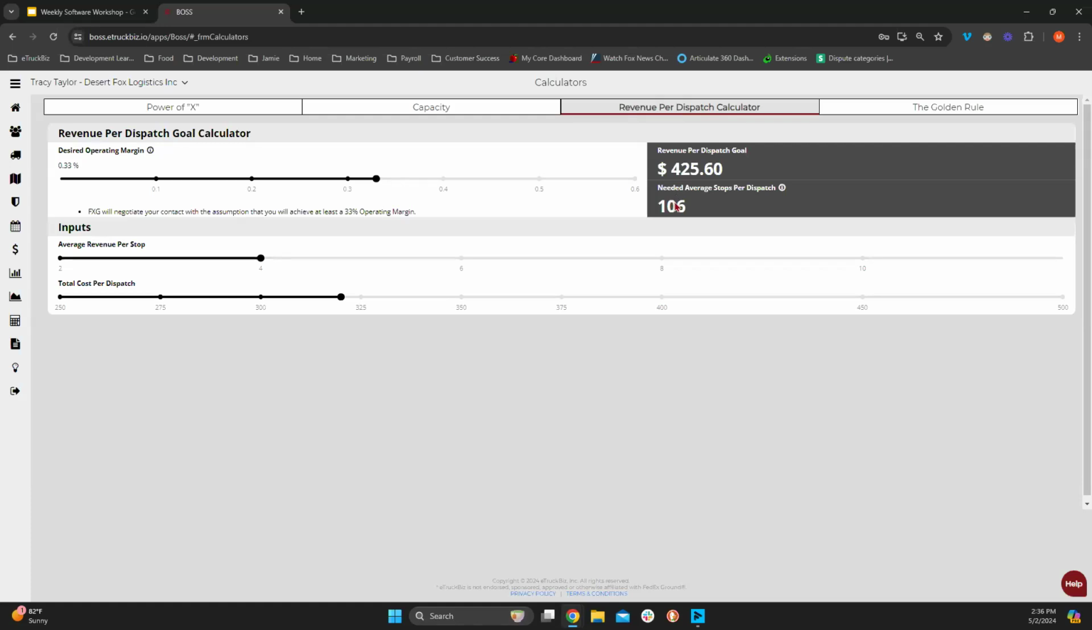So I think it was last week, we had one of our contractors that has really utilized our system really well and is doing really well this time of the year. And he knows that he has to do at minimum 100 stops average per dispatch in order to make his revenue numbers. This is a great way of going in here and figuring out what that number is for you, because not every operation is the same.